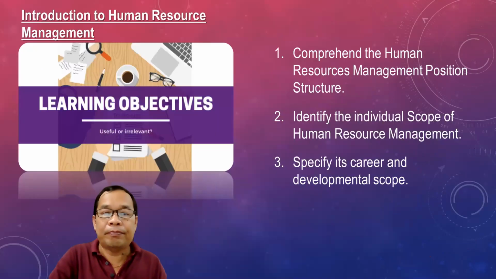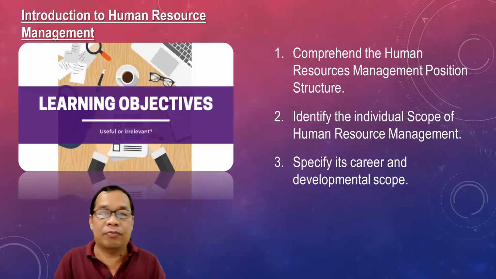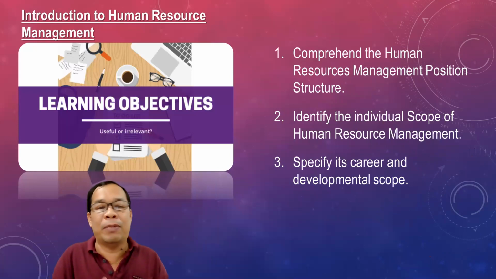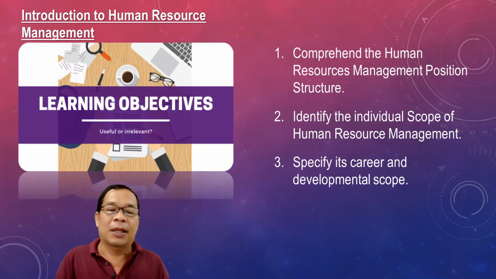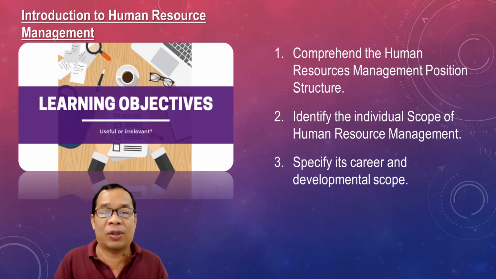Now, these are the objectives at the end of the lesson. You will be able to comprehend the human resource management position structure. What are the position structures in human resource management? Then you will be able to identify the individual scope of human resource management and specify its career and development scope.